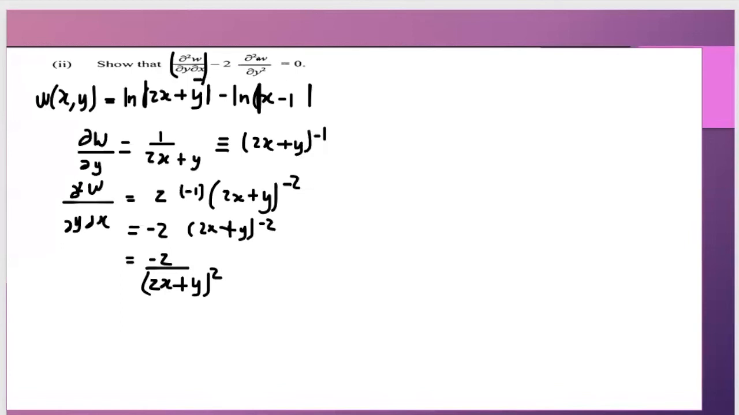I already have the partial derivative for y, and I need to differentiate it one more time with respect to y. That will give us a second derivative, and it's a second partial derivative. So I'll be differentiating 2x plus y raised to the negative 1, but I'll be differentiating y. So differentiating the inside, I will get 1. Outside, I carry the negative 1 in front, and then take away 1 from the power. So I'll still have the 2x plus y, but subtract 1 from the power, so it becomes minus 2.